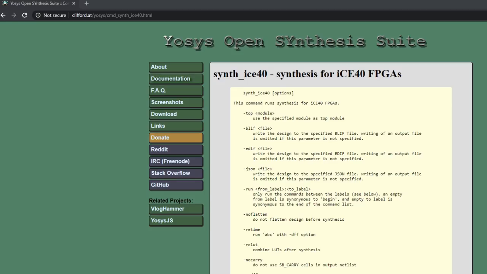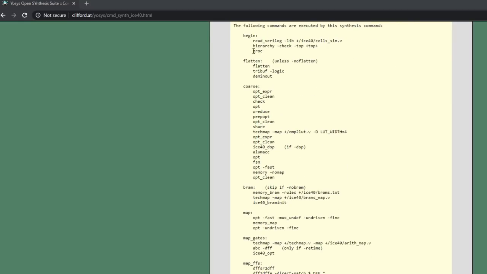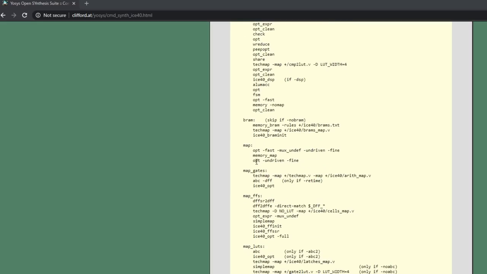So after several more hours of chasing micro optimizations around, I decided to look at what are the possible options that synth_ice40 does, which is one of the things that Yosys runs. I'm looking through the options, and I noticed that there was this list of things that the synthesizer actually does. There's some optimization it does. There's another optimization pass. It does a whole bunch of optimization passes, which is nice.